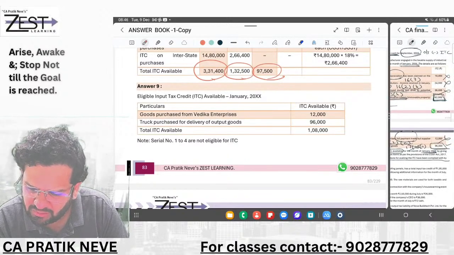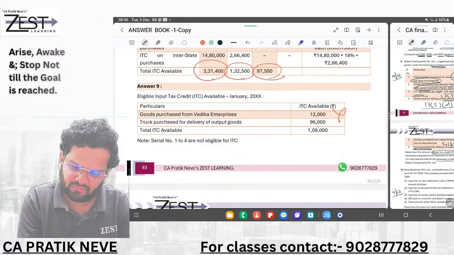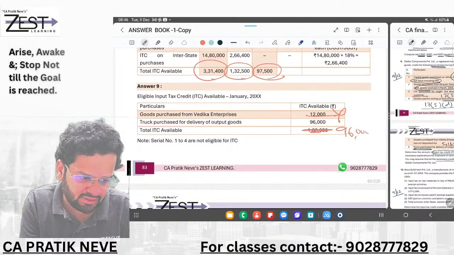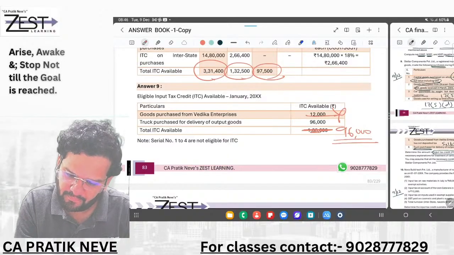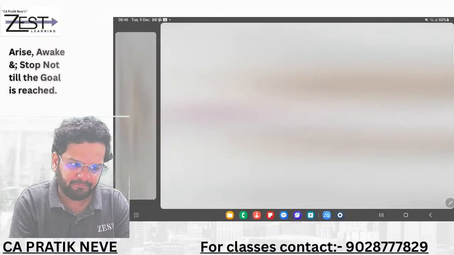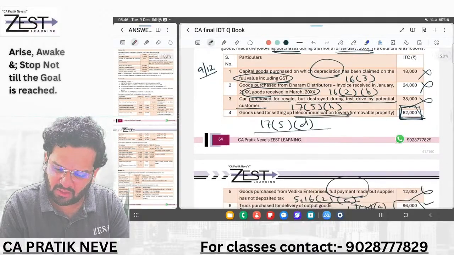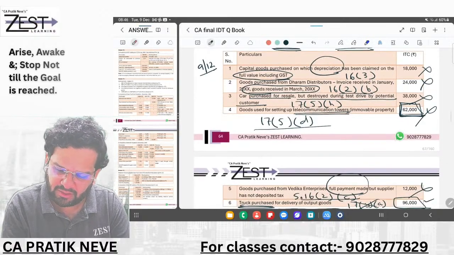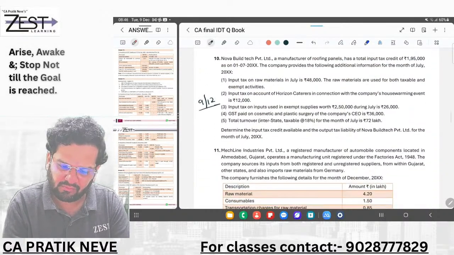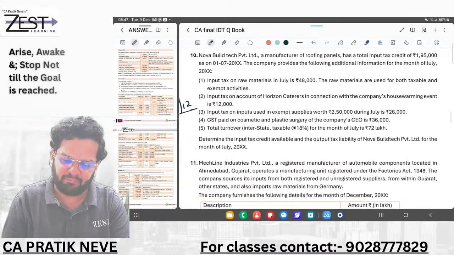Vedic also you cannot claim, friends. Only truck you can claim. Only 96,000 is the answer. Sure. Let's go ahead. Only 96,000 is the answer. This also you cannot claim. 17.5D, immovable property, is given specifically that on telecommunication towers you cannot claim.